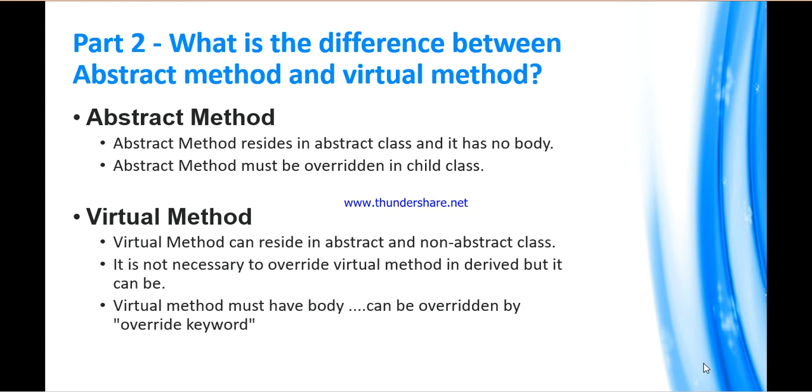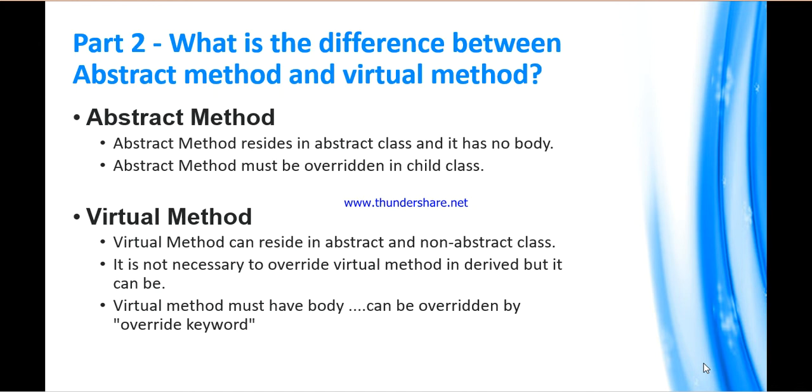So what are abstract methods? These are methods that reside in the abstract class only, and they have no body. An abstract method must be overridden in the child class. And now the virtual method. A virtual method can reside in an abstract class as well as a non-abstract class, or what we call a concrete class. A virtual method is not necessarily overridden in the derived class.